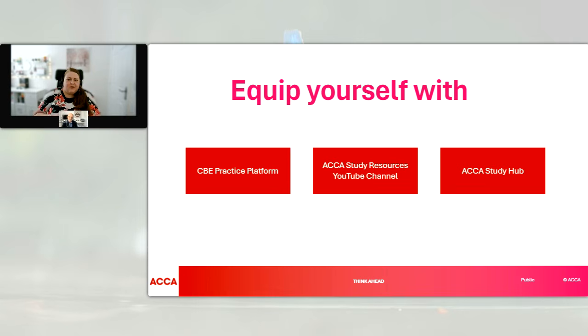And finally, we have the ACCA Study Hub, which is free and has online study content which covers the full syllabus. You can find short quizzes to test your understanding as you progress through, and there are also practice and revision questions and flashcards that will help you in the lead up to the exam.